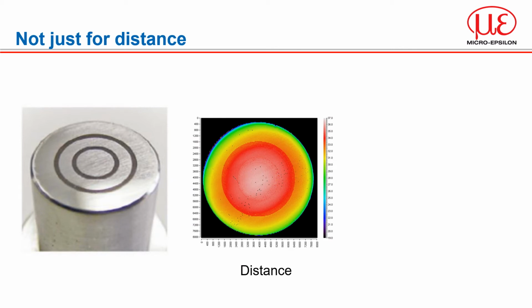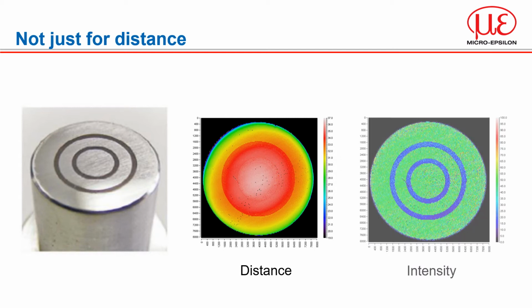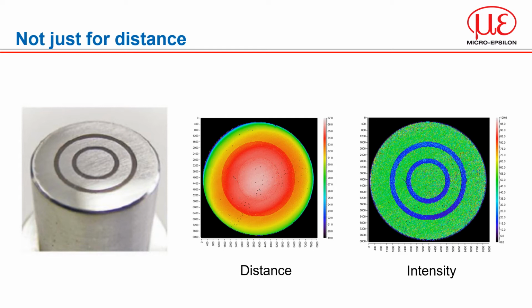Confocal chromatic measuring systems are used for displacement and distance measurements, but can also be applied for intensity evaluation. Surface properties can be determined to micrometer accuracy using this intensity evaluation. Scratches and slight unevenness can be detected reliably, which would not be possible with just a distance evaluation. The image here shows a flat ground surface.